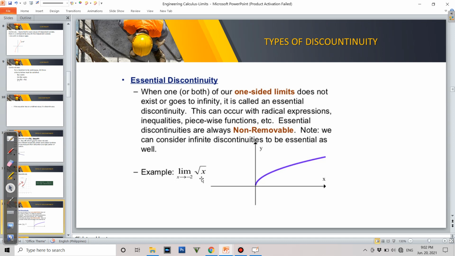So take note, when there is a radical sign, and there is a negative integer in your limit, that is already discontinuous, which is normally non-removable. This can occur with radical expressions, inequalities, and piecewise equations or functions.